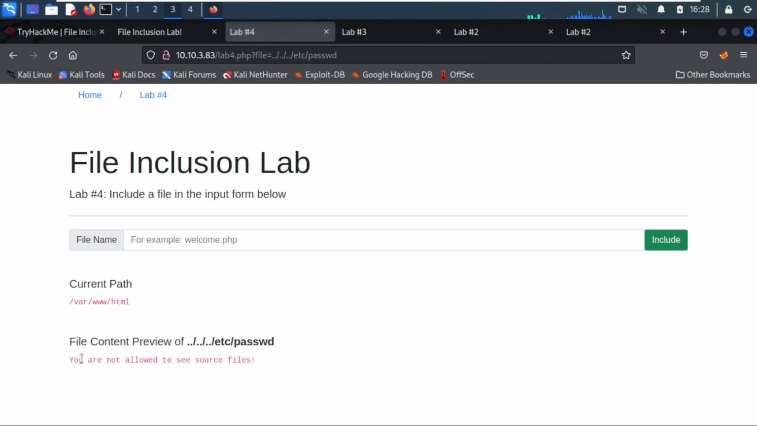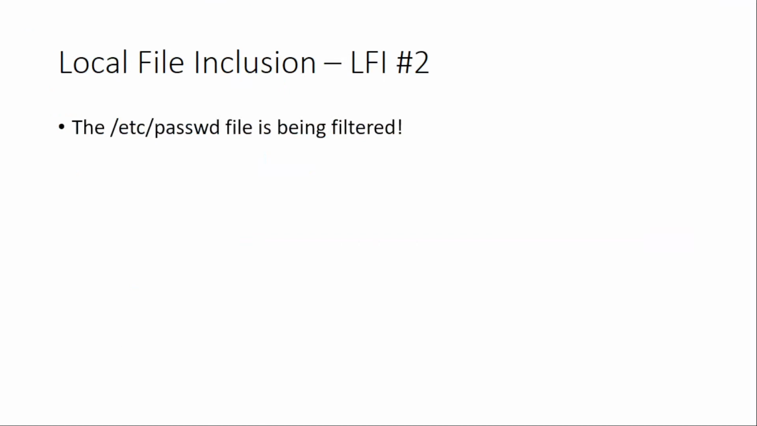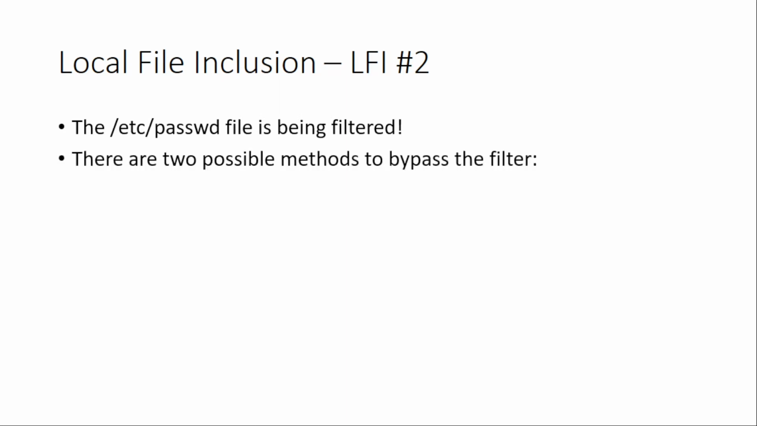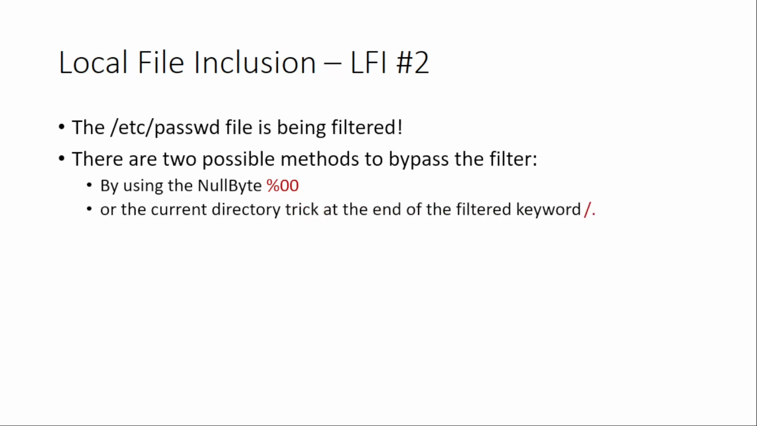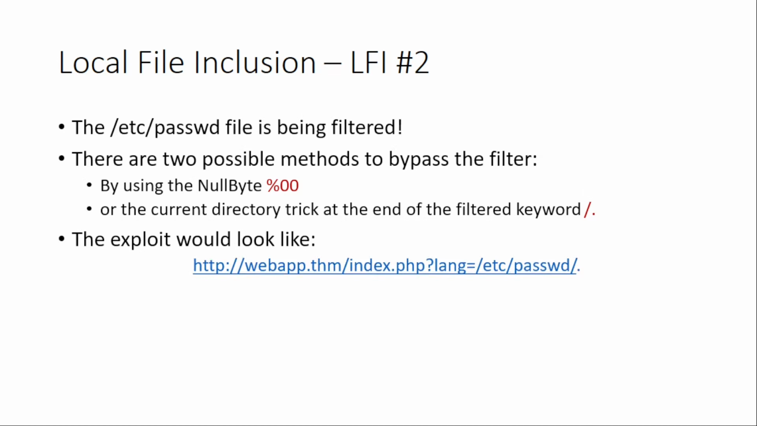So what it says is you are not allowed to see source files. In this case, what we can see is the /etc/passwd file is being filtered. And there are 2 possible methods to bypass this filter. One is by using the null byte, and the other is using the current directory trick at the end of the filtered keyword. And the exploit would look either like this or like that. So let's do that.